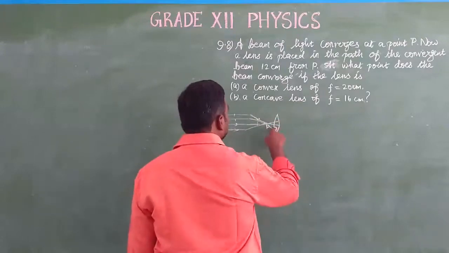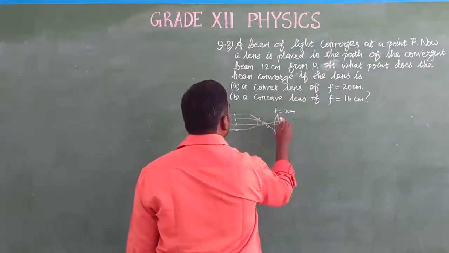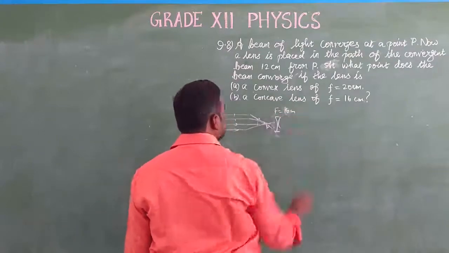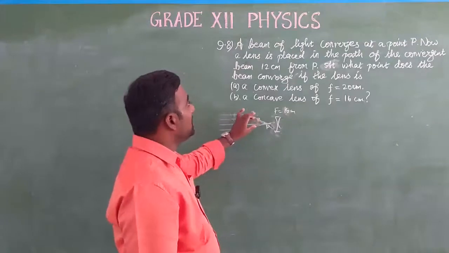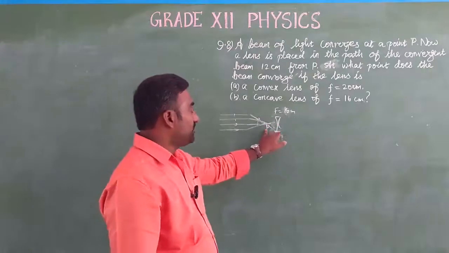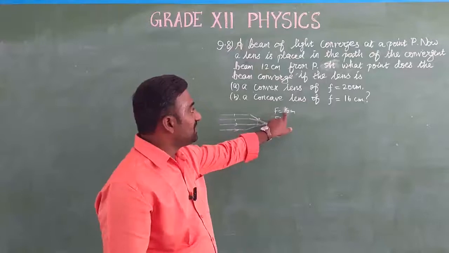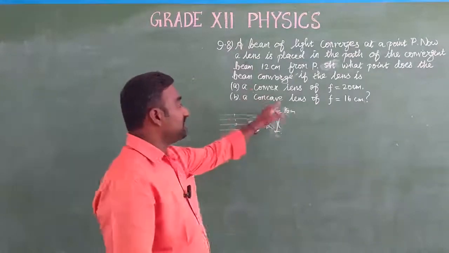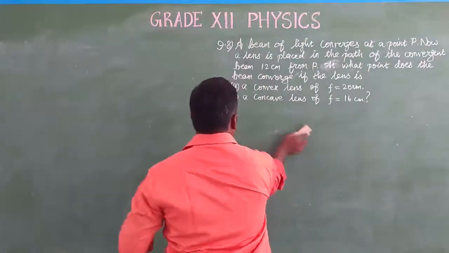If it is a convex lens having focal length f equal to 20 centimeter, or if it is a concave lens having focal length 16 centimeter. Are you clear? A parallel beam of light converges at a point P. Now a lens is placed in the path of the convergent beam, 12 centimeter from P. If it is a concave lens of focal length 16 centimeter, what would be the image distance? If it is a convex lens of focal length 20 centimeter, what would be the image distance?